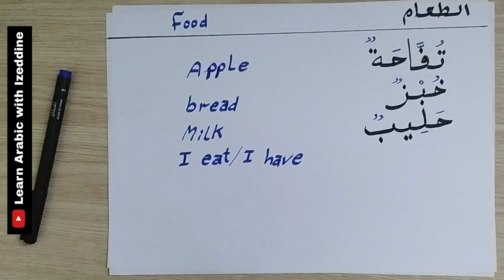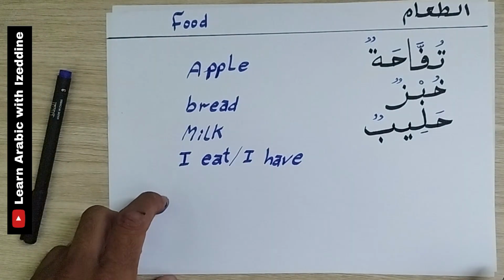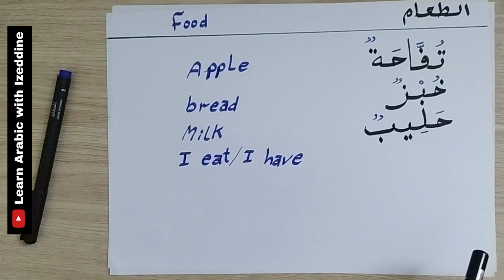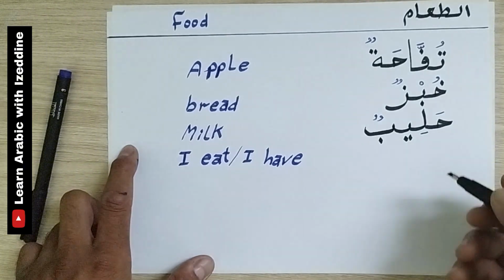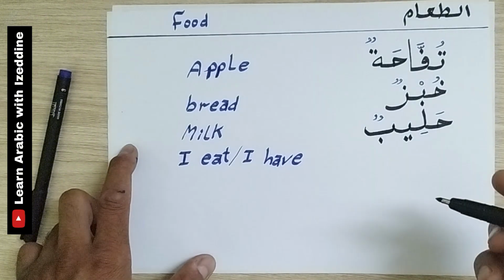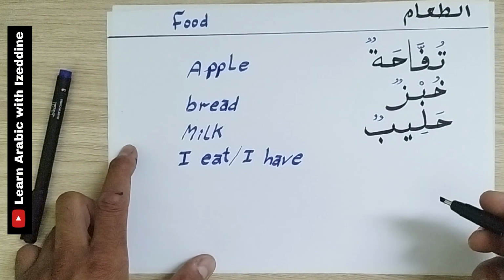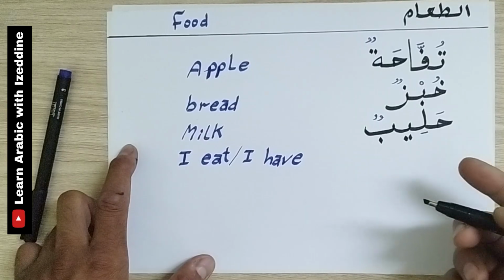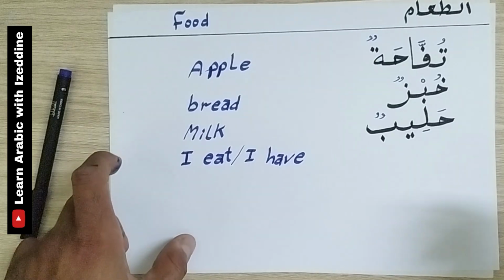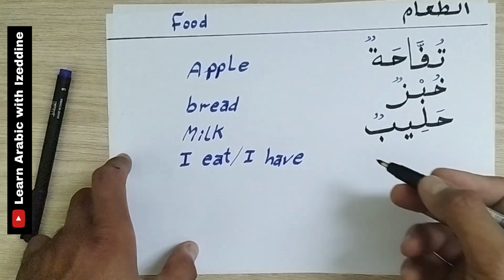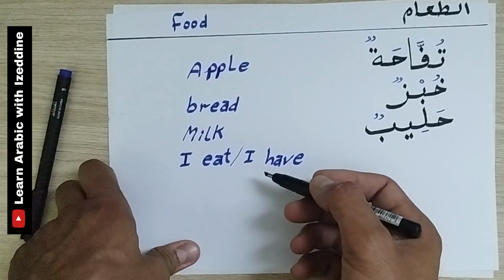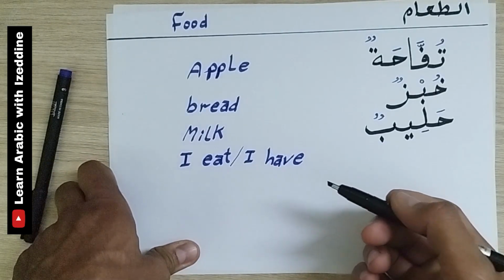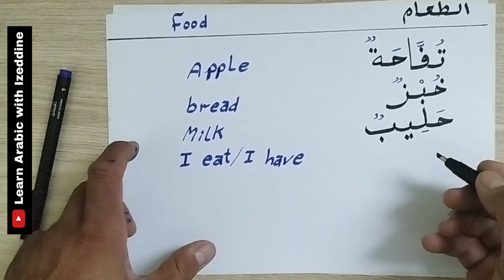Now, how to say I eat or I have when we are talking about a meal, of course, about food. So we say أتناول. Of course, you already know the word آكل. You can say آكل. Okay? How to say I eat or I have. In Arabic we say أتناول.